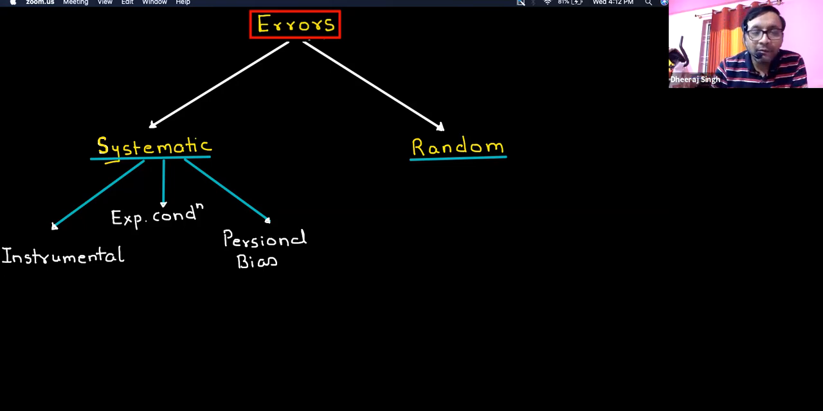Okay. Experimental conditions. What do you think? Give me one example of experimental conditions. Okay. Have you ever been into, let's say, a jewelry shop, and have you ever seen how the person measures the weight of the gold? Have you seen that there is an enclosure inside which he keeps the gold?